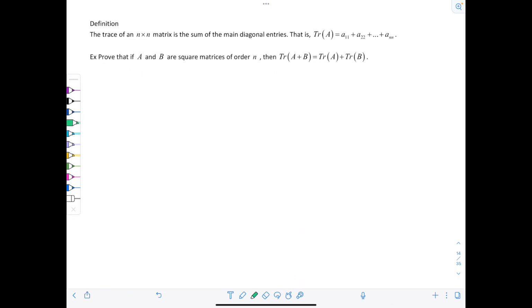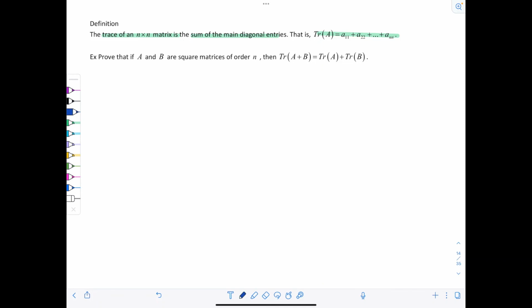Definition. The trace of an n by n matrix. Notice, same number of rows and columns means it's a square matrix. And the trace is the sum of the main diagonal entries. So the trace of A equals A11 plus A22 all the way up to ANN. Prove that if A and B are square matrices of order n, then the trace of A plus B is equal to the trace of A plus the trace of B.